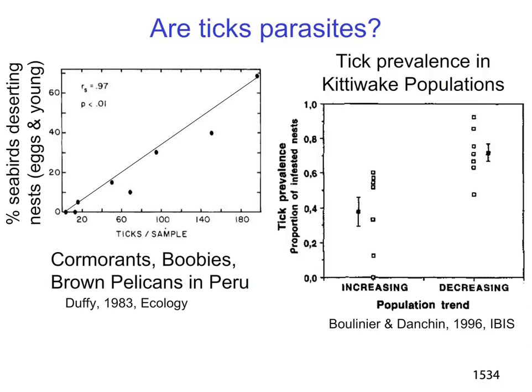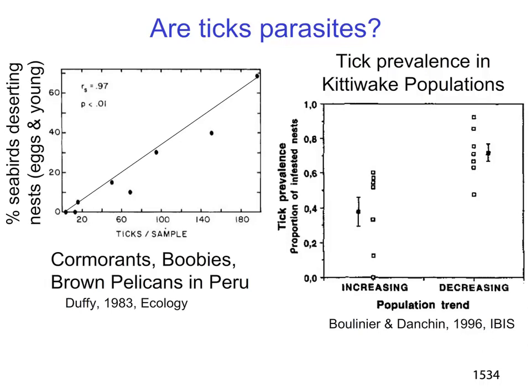Anyway, so my actual vote: are ticks parasites? Heck yes. I'm not really sure why there is a difference or even a question about this. However, there was a study that was done not all that long ago where they looked at seabirds and how often they would desert the nests, including eggs and young. They looked at cormorants and boobies and pelicans and so forth, and then they looked to see the tick prevalence.